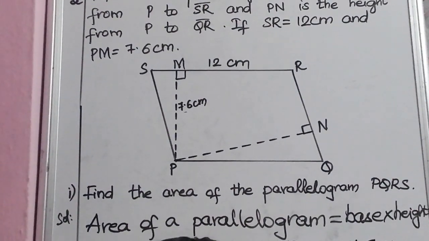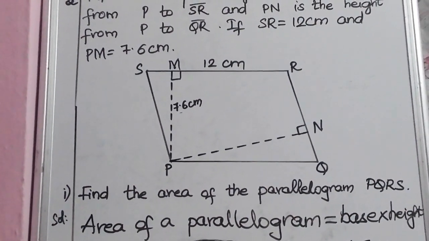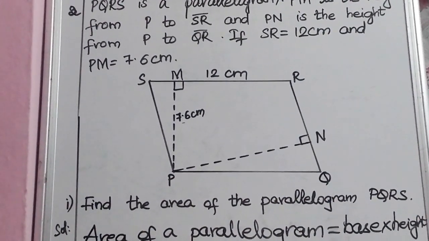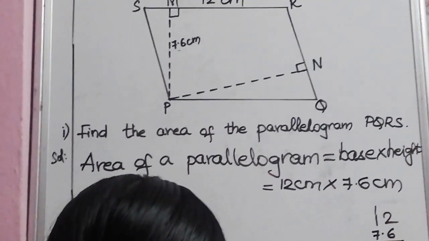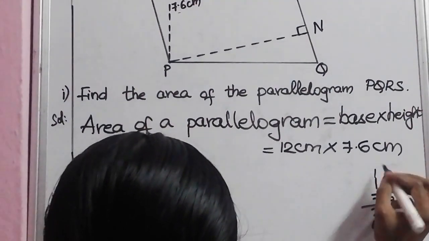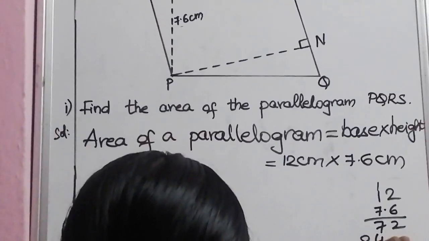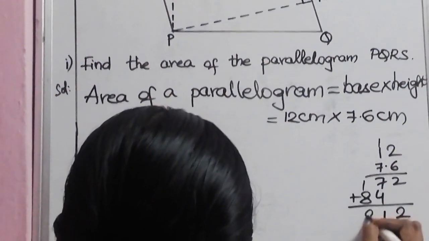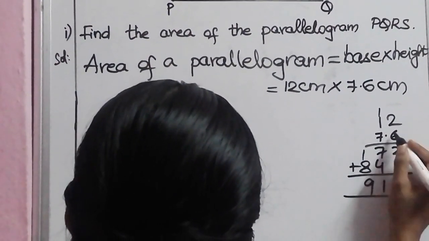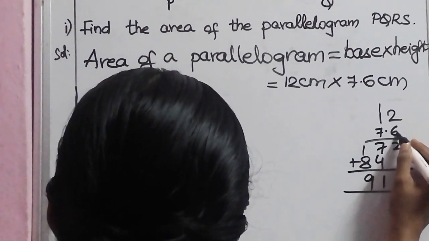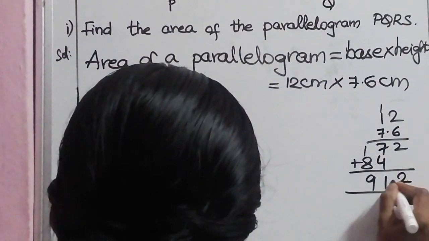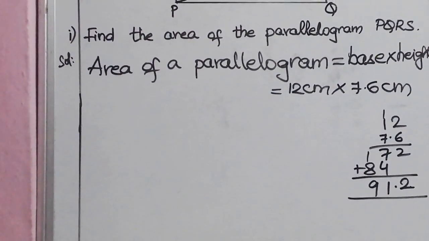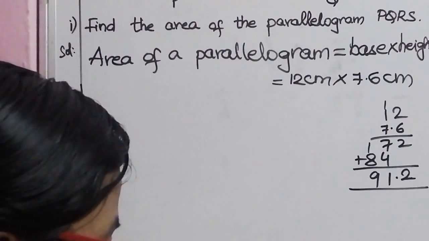Rough column, you can multiply this. 6 2s are 12. 6 1s are 6, 7. 7 2s are 14. 7 1s are 7, 8. Now let's add 2, 1, 1, and this is 9. After the point there is one digit, so from the last you have to count one digit and keep a point. So the answer is 91.2.